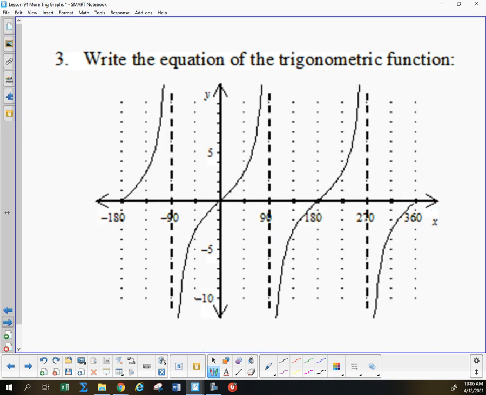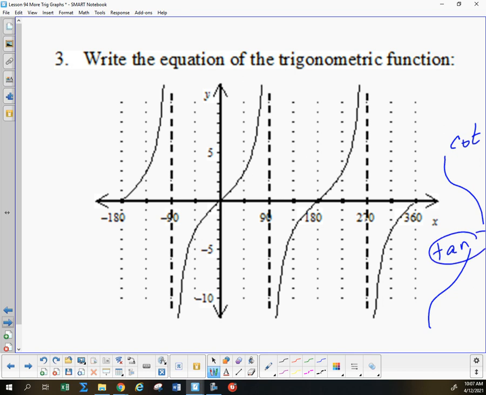Let's try one more here. Okay, so everybody tell me, is this going to be sine, cosine, secant, cosecant, tangent, or cotangent? That one is going to be tangent because it is the increasing. Remember, tangents have pieces that look like that. Cotangents have pieces that look like that. So we need tangent for this one.